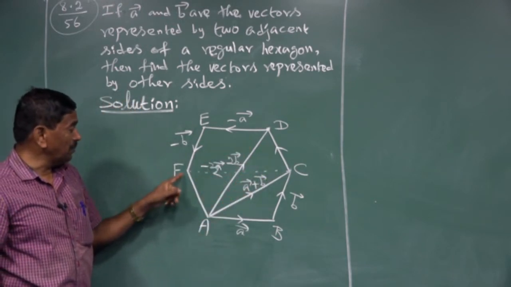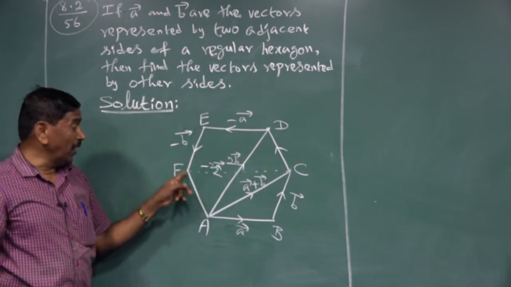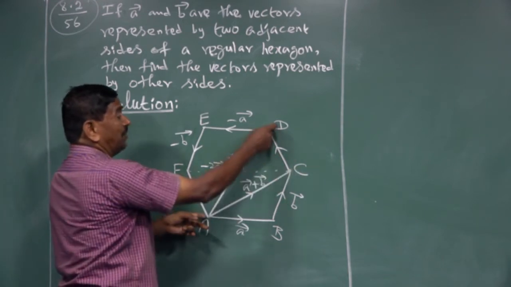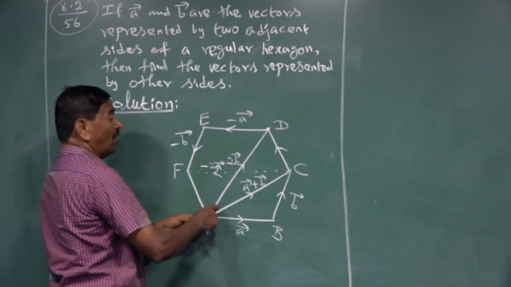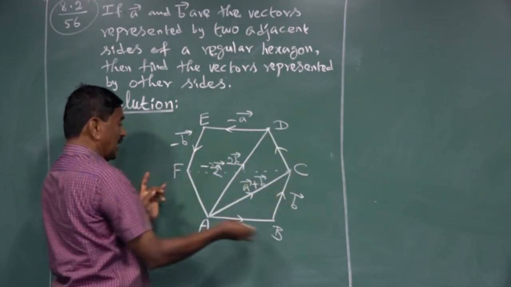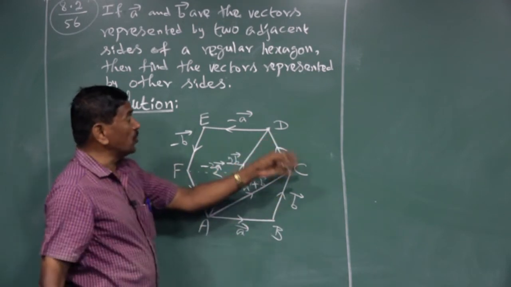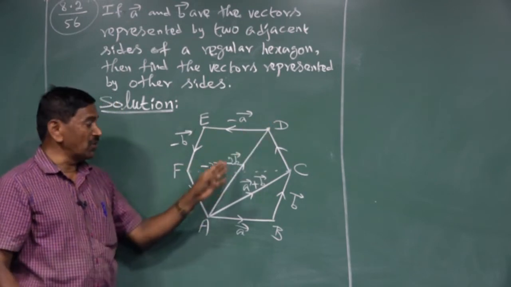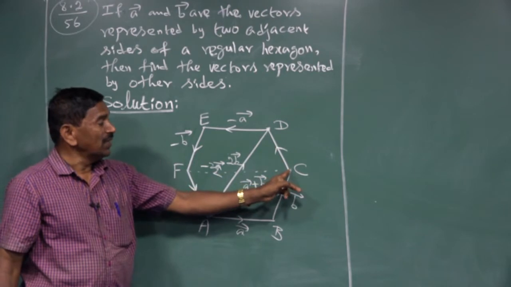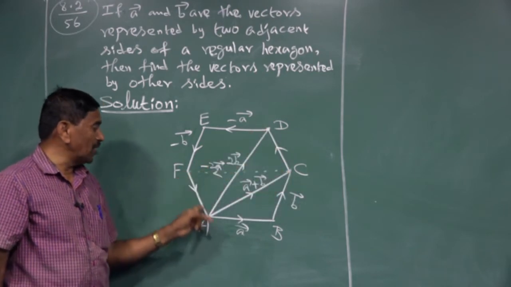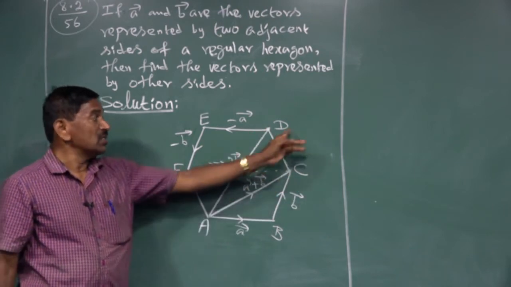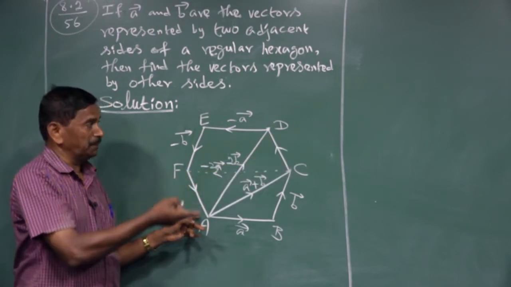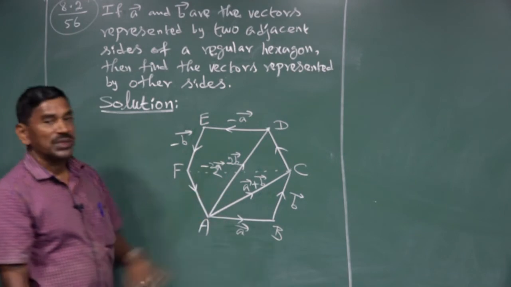Now I want to find FA vector. Any idea? Here, CD vector and FA vector are opposite in direction. If you know CD vector, then FA vector is opposite in sign, because CD vector is upwards and FA vector is downwards. So CD vector and FA vector are opposite in sign. That's the idea.